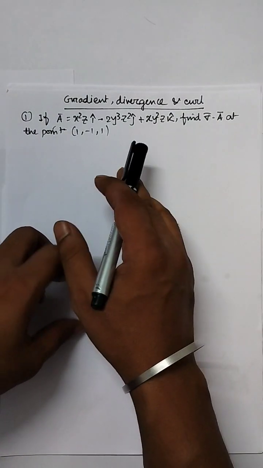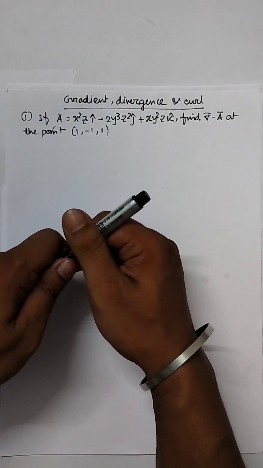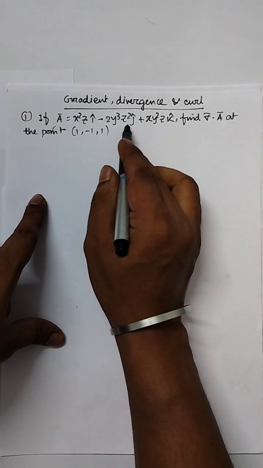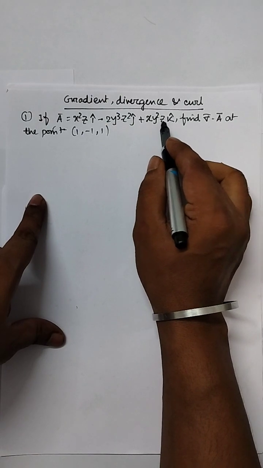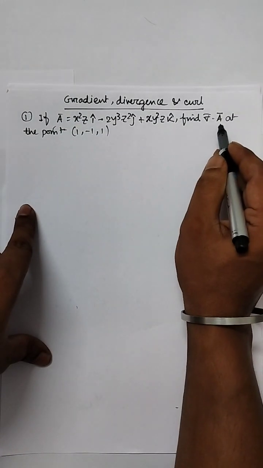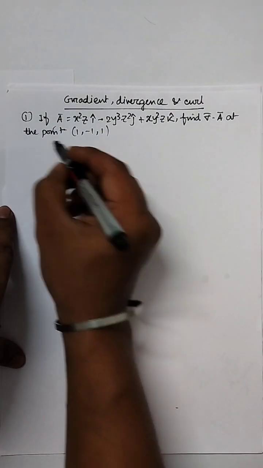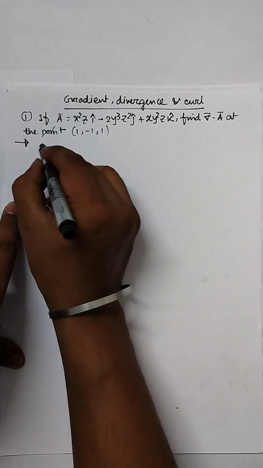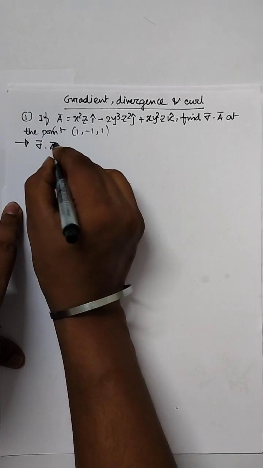We solve some numerical problems on gradient, divergence and curl. Here is a problem. If a equals x squared z i minus 2y cubed z squared j plus x y squared z k, find del dot a at the point (1, -1, 1). So we have to find the divergence of vector a, that means del dot a.